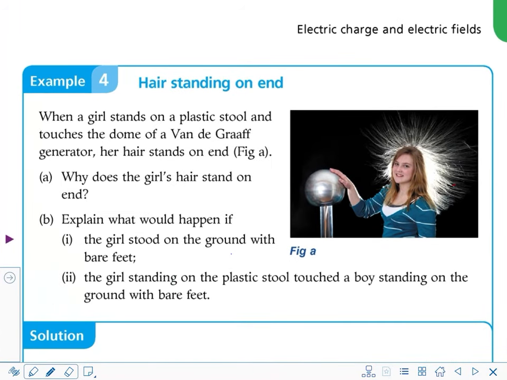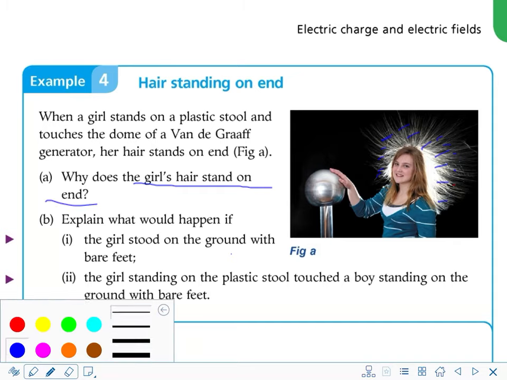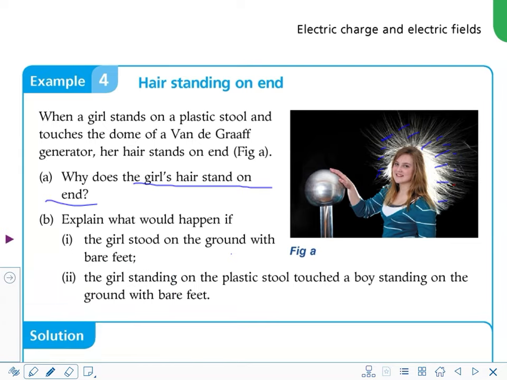So you can see the result for the experiment, because light charges shared with the girl here, okay? So the girl's hair stands on end. But for this experiment, the girl stands on the plastic stool, okay?